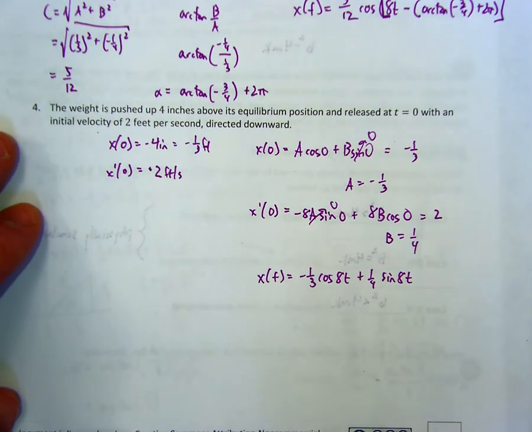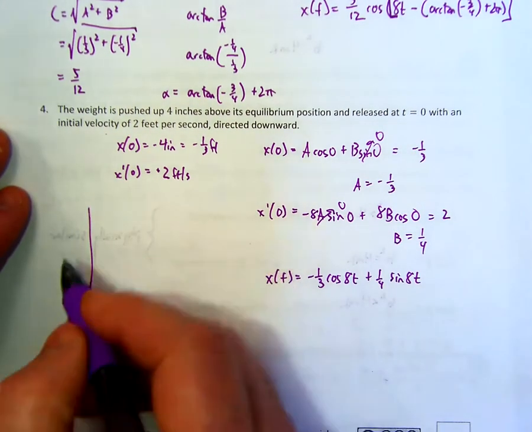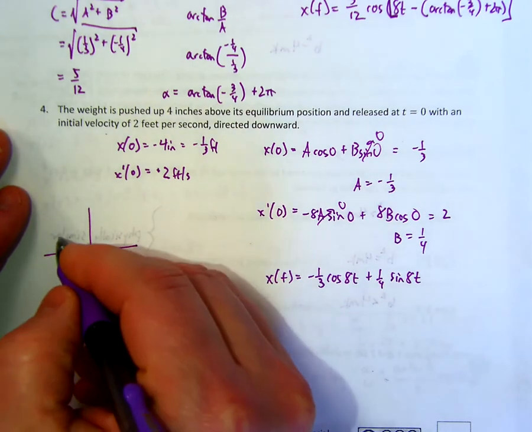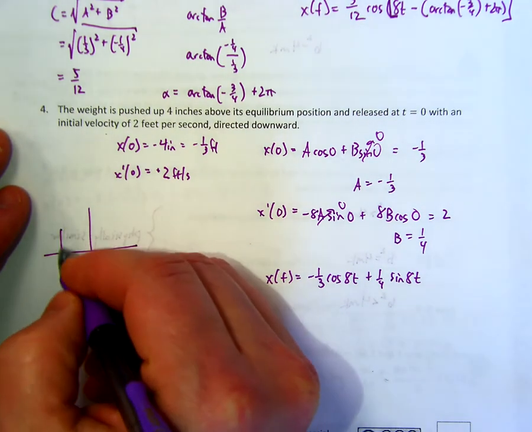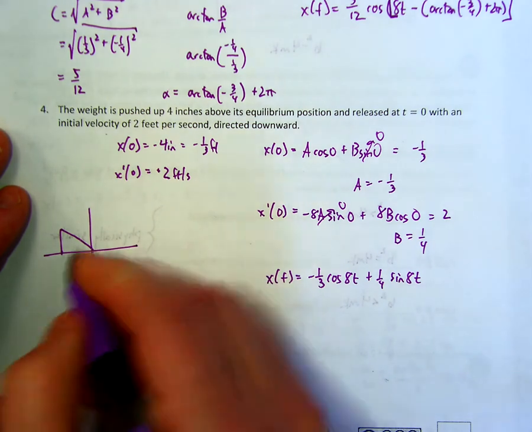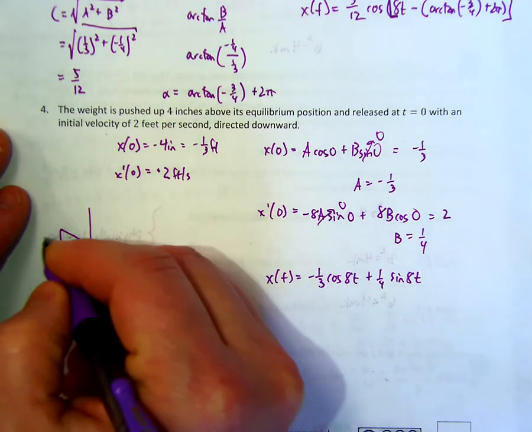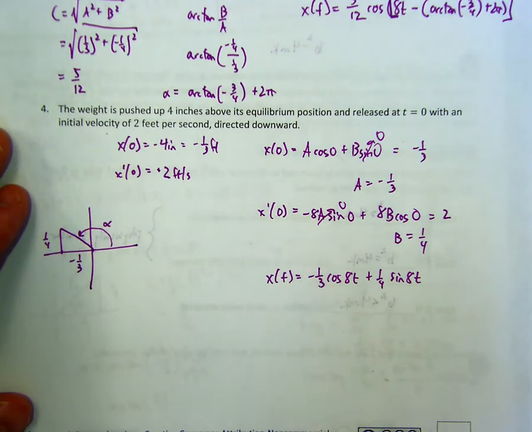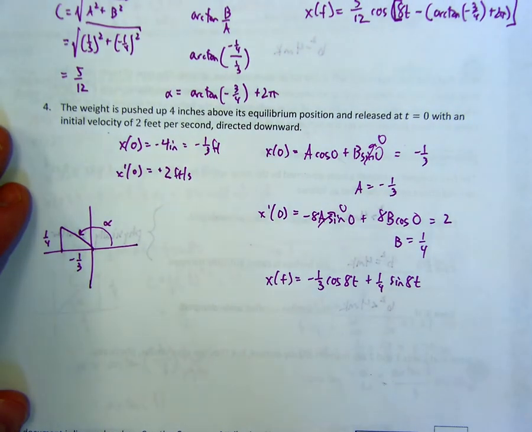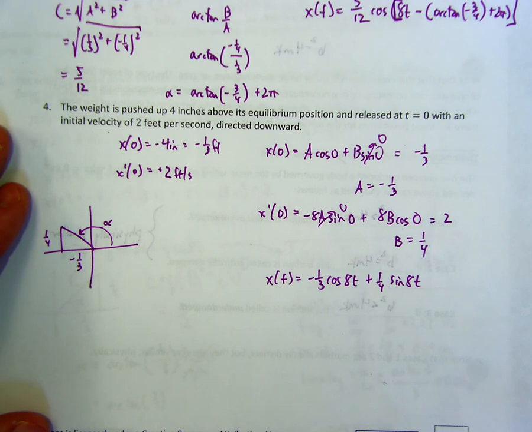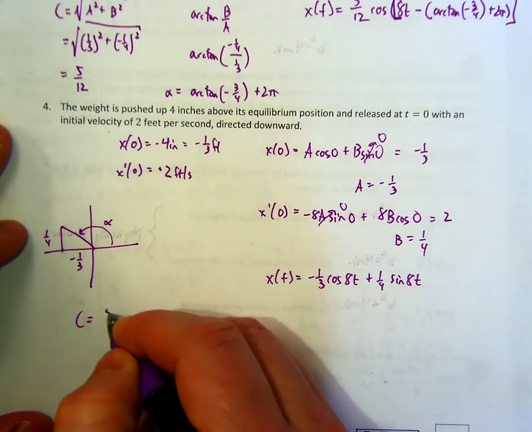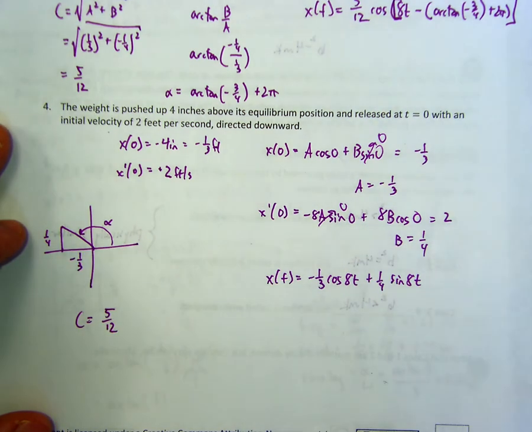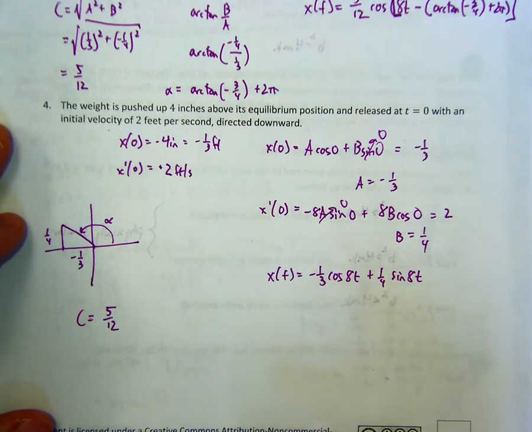So again, we need to find the c and the alpha, so we'll do a little drawing. This time the a is negative and the b is positive, so we are over here in quadrant 2. Negative 1/3, positive 1/4. Again, alpha is not the internal angle. Alpha is between 0 and 2 pi, so it's always measured from the positive axis there, just like a radian measure of an angle. All right, so c is again going to be 5/12, so I'll let you calculate that, but it doesn't matter that the a is negative.